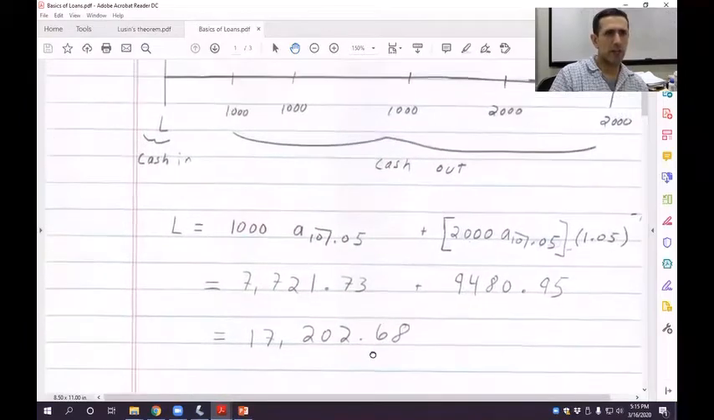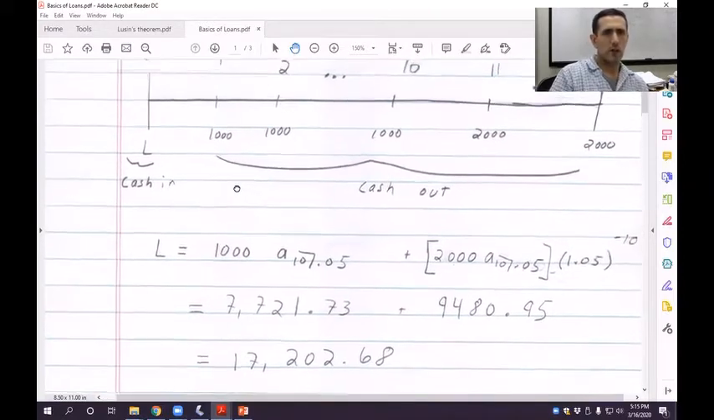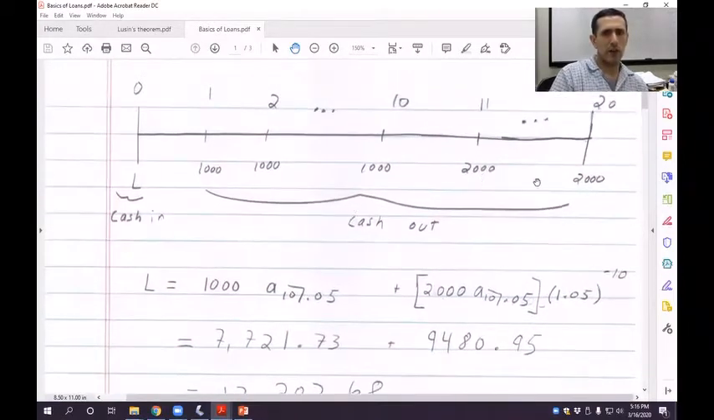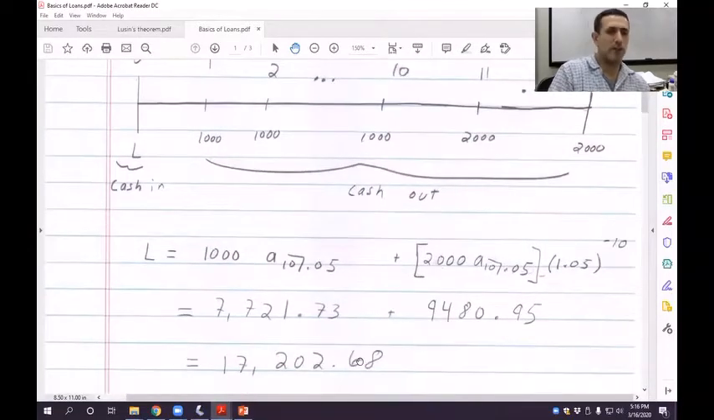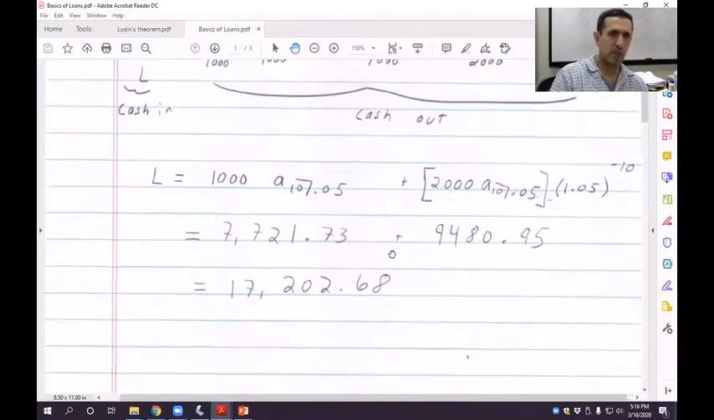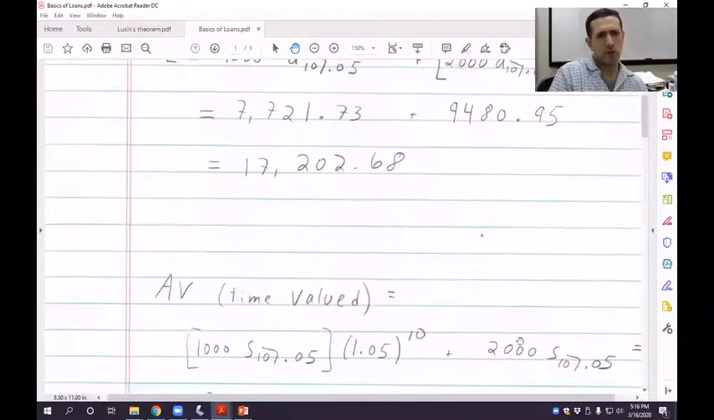Because we're saying at t equals 0, the value of all these payments is 17,202.68. So at t equals 20, the value of all these payments has to be the value of this at t equals 20. And the value of this is 17,202.68 times 1.05 to the 20th at t equals 20. So easier, quicker way to do it, but just kind of quick review of getting the accumulated value of an annuity.